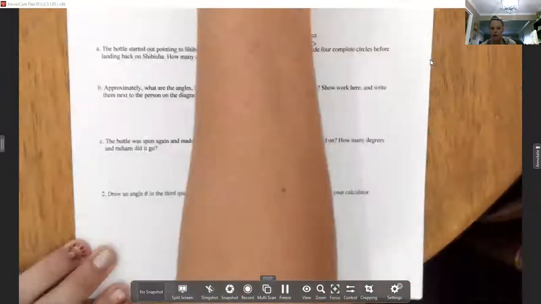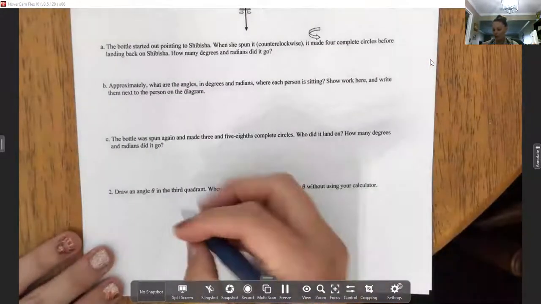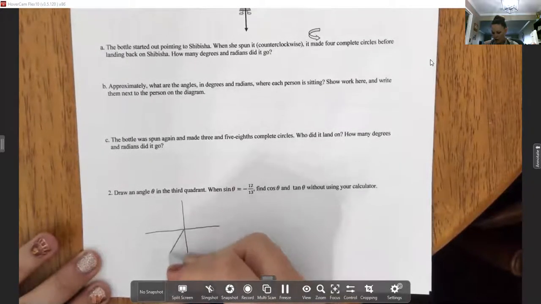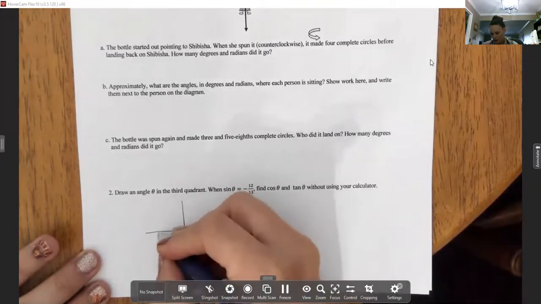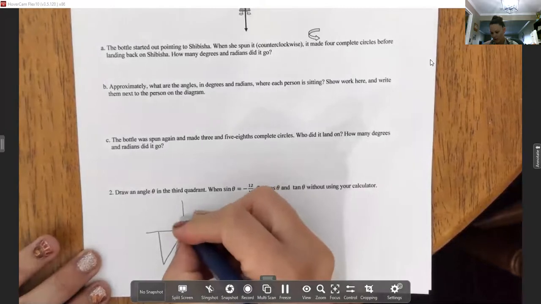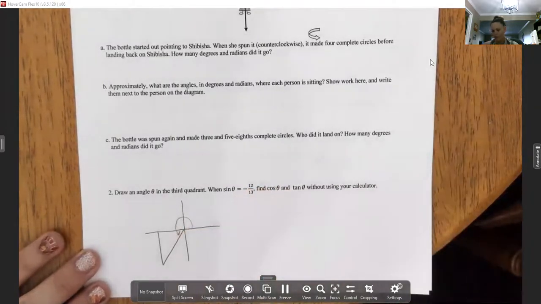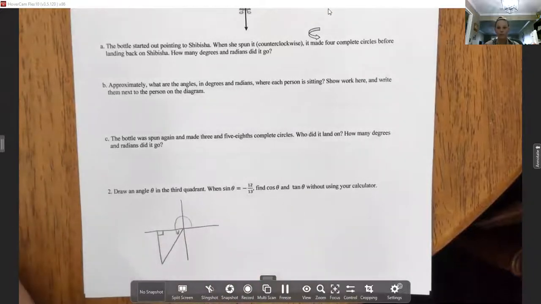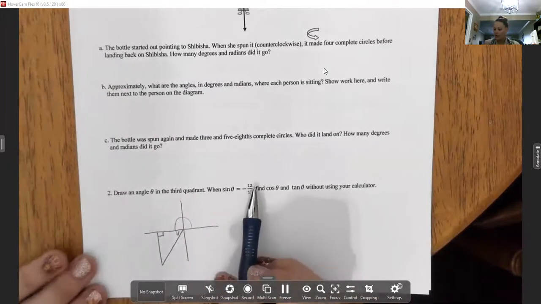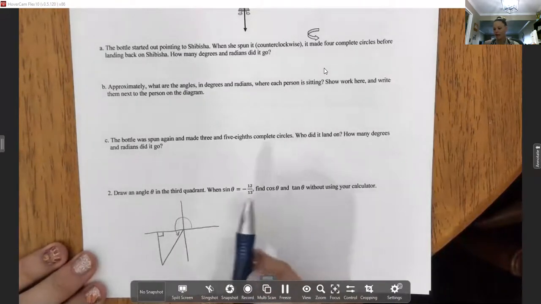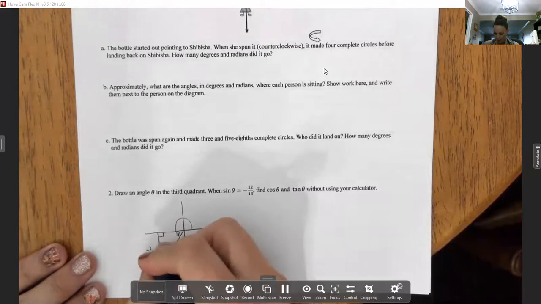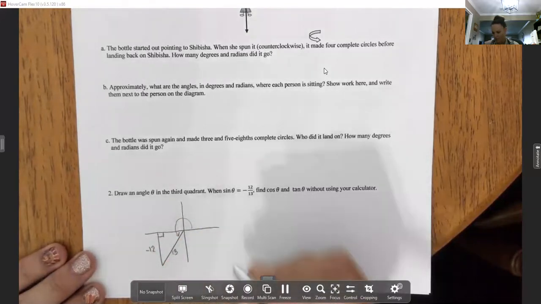So here for number 2, it tells you draw an angle theta in the third quadrant. So third quadrant looks like this, because we know that angle goes all the way around like that. Okay, so then we know sine is negative 12 over 13. Again, sine is opposite over hypotenuse. So this would be negative 12, and this would be 13.